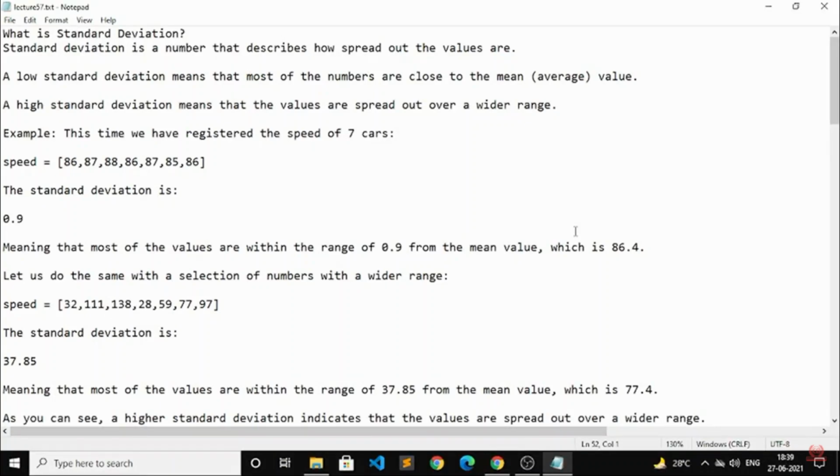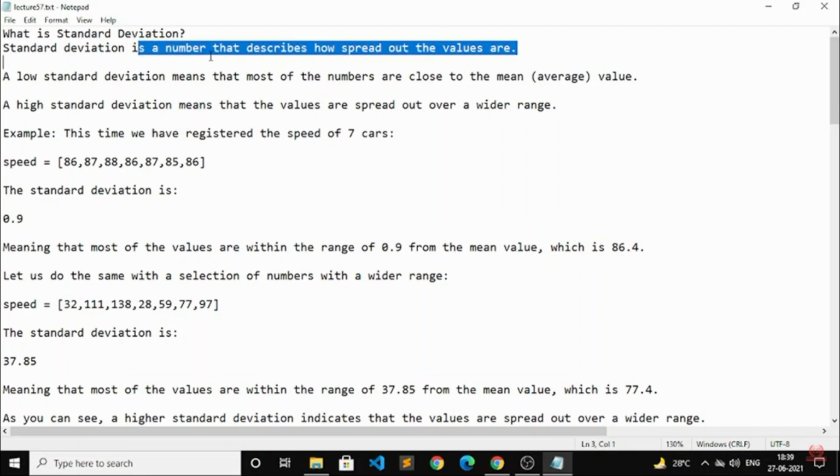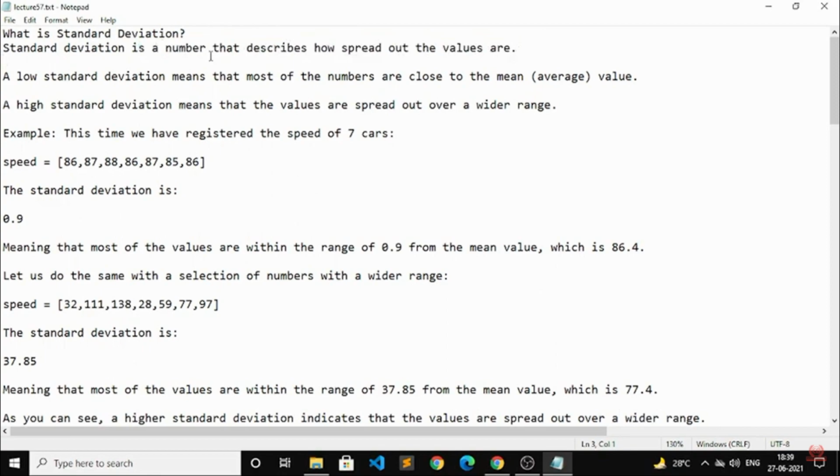Today we are going to study what standard deviation is. So let's see what it is. Standard deviation is a number that describes how spread out the values are. A lower standard deviation means that most of the numbers are close to the mean value, and a high standard deviation means that most of the values are spread out over a wider range.